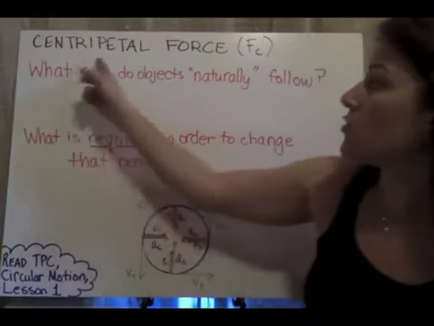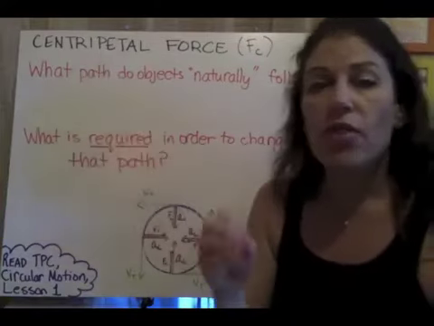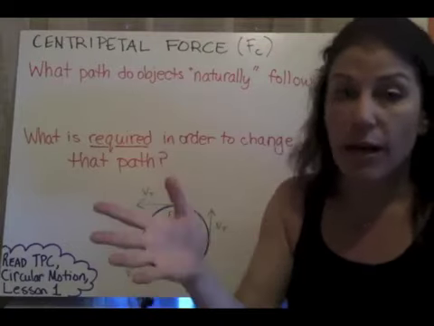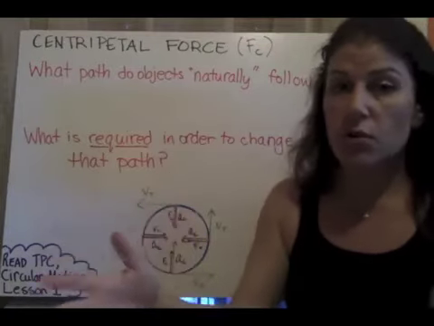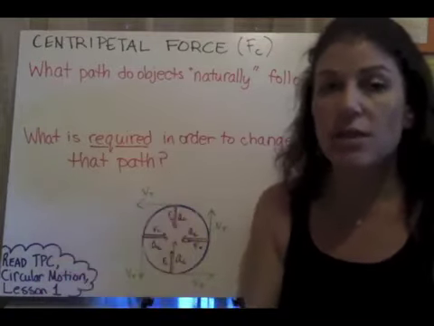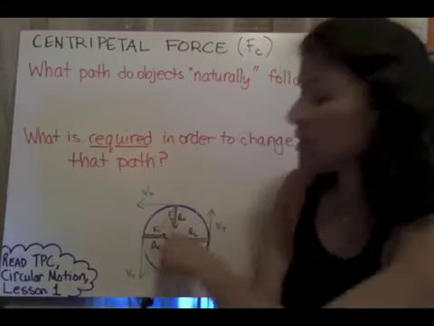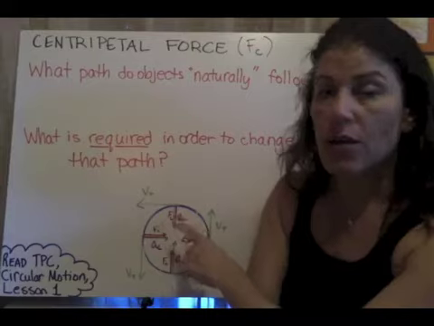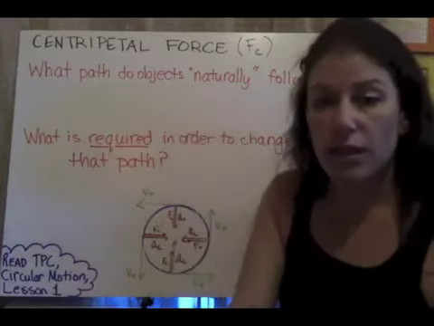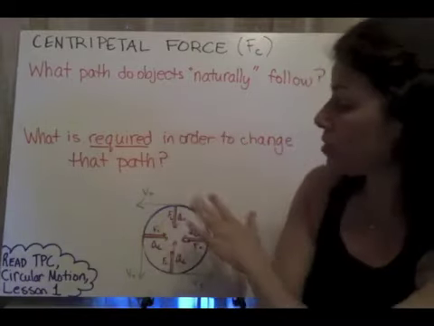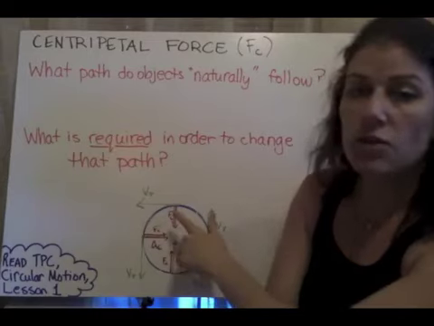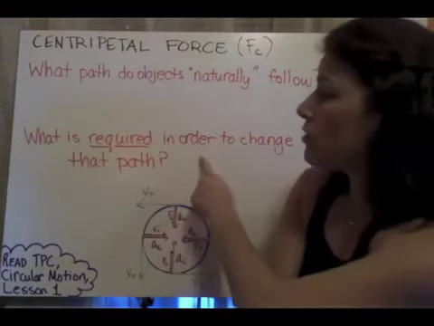Well, let's talk about centripetal force. When things are moving in any path, the first law of motion says that an object in motion will stay in motion at constant speed in a straight line. But this is not moving in a straight line. Naturally, things move in a straight line. We've got the constant speed part, but we don't have the straight line part. So then what is required?